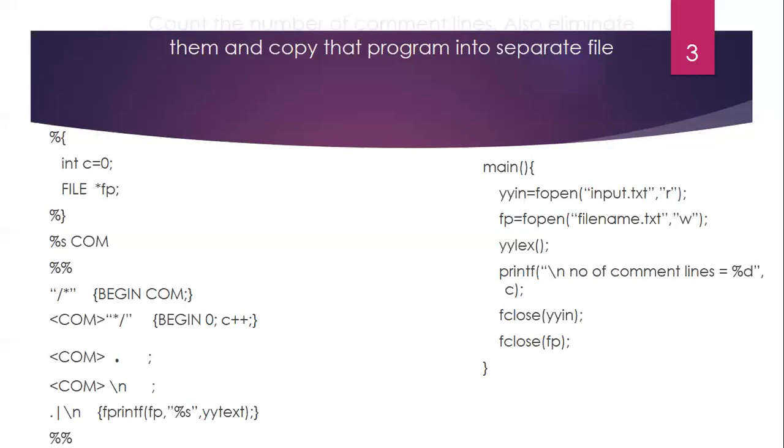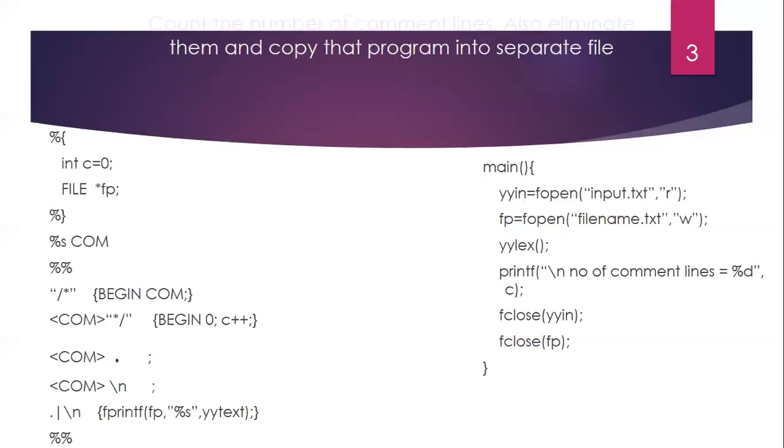Then in the comment state, as we are recognizing multi-line comments, we have to recognize the new line character also. That's why in the comment state, \n also will recognize. When we recognize that, we are not doing anything. That's why semicolon we have to give.